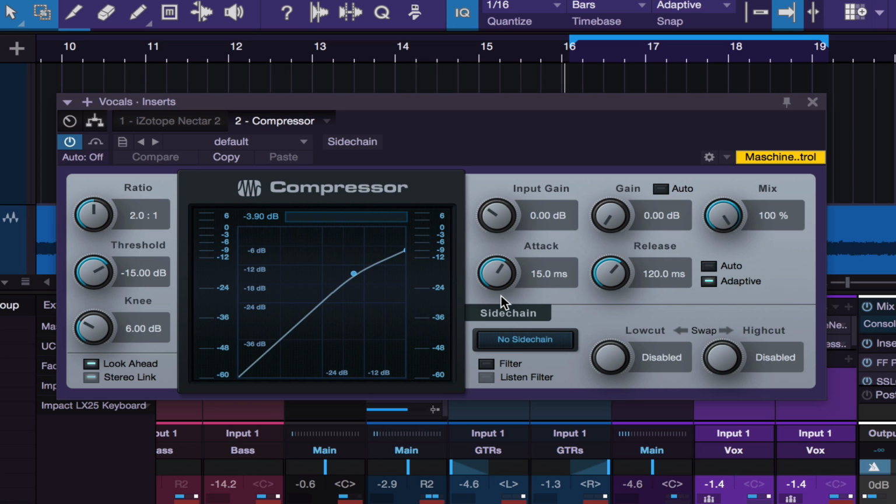So the attack time is pretty much just what it sounds like. It's the amount of time the compressor will take to react once the level has crossed your threshold. So as soon as the level crosses negative 15 dB, how quickly do you want the compressor to clamp down and start attenuating that level? So 15 milliseconds is a pretty quick attack time. You can obviously make it much shorter. A longer attack time would be something, I should take that back. 15 milliseconds is a pretty moderate attack time. You can make it much longer, of course.